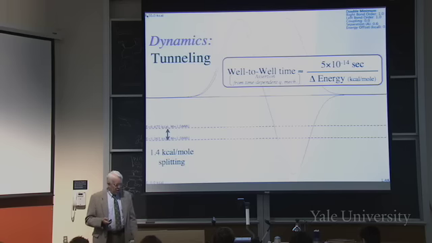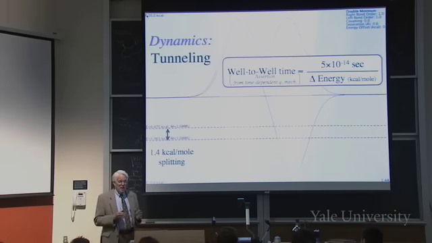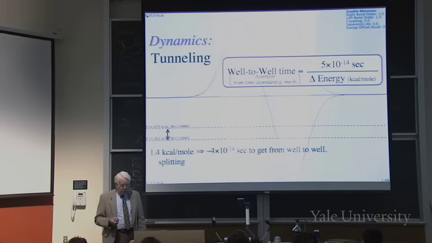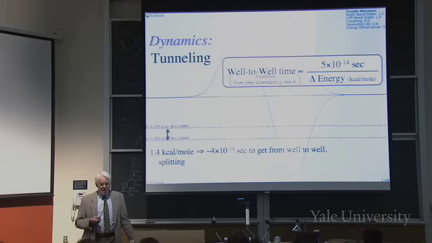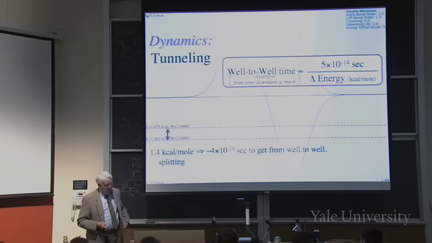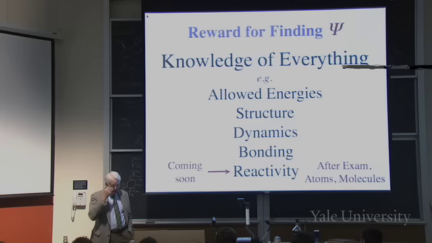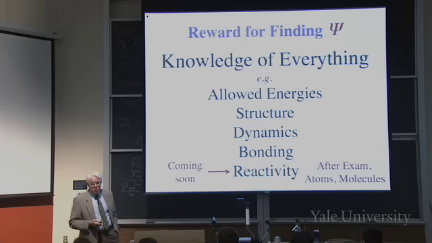So the energy difference here is 1.4 kilocalories per mole. So how rapidly does a particle get from, if it started out in the left, how long do you have to wait on average until it's in the right one? You have to wait 5 times 10 to the minus 14th divided by 1.4, which means about 4 times 10 to the minus 14th seconds it takes to, quote, tunnel. Although it really doesn't bore through, it goes over with negative kinetic energy. Okay, so there's something else about dynamics, and we're hoping soon to get to reactivity. It'll come after the exam, after we talk about atoms and molecules.